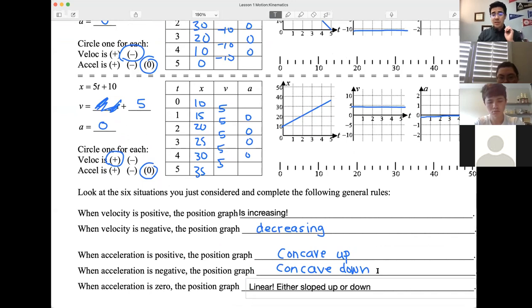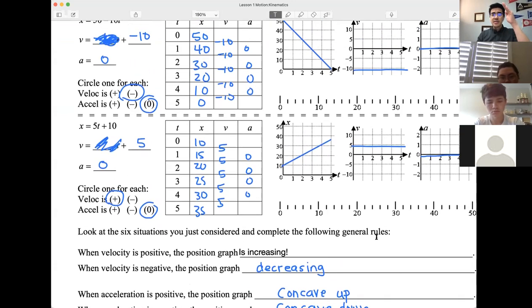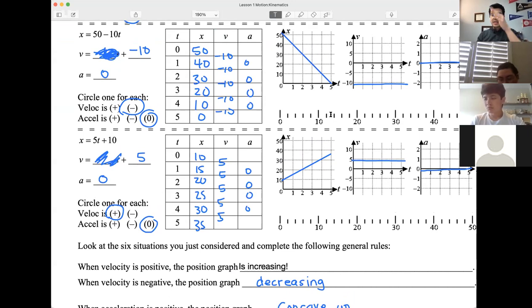We can't determine which way the slope is going though. So notice in both cases, we know that the acceleration is 0 and we see that the position graph is linear.